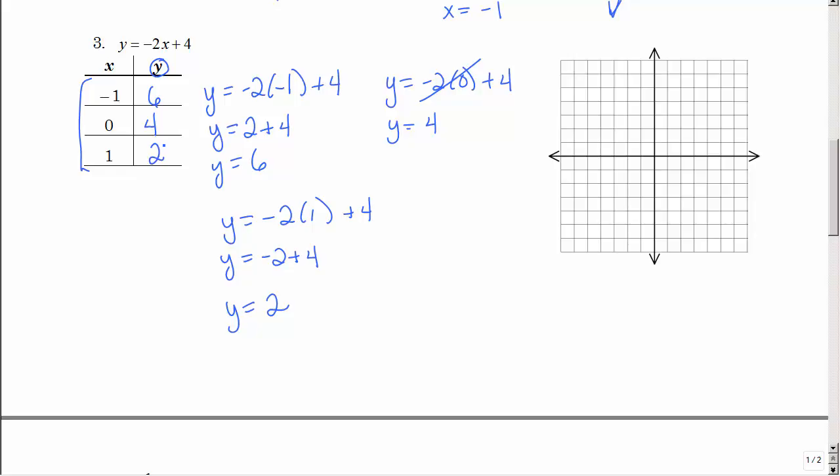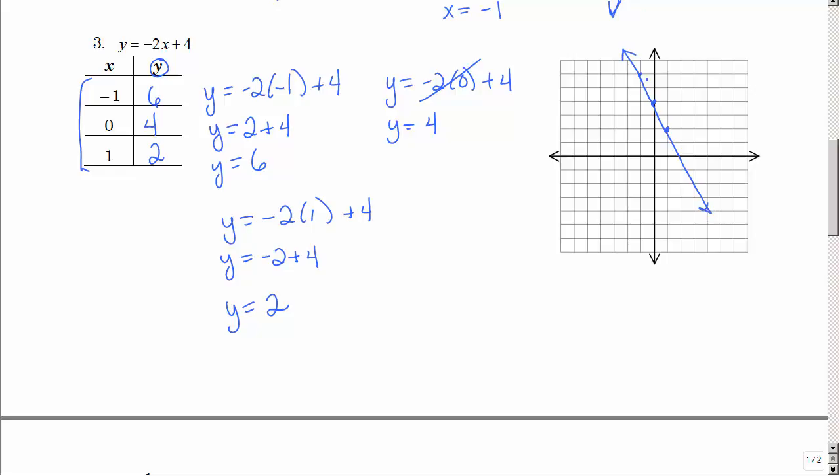So we're going to graph those 3 points. Left 1 and up 1, 2, 3, 4, 5, 6. Side to side 0, but up 1, 2, 3, 4. Over 1 and up 2. You see how those 3 points line up? That means I've not made any mistakes.